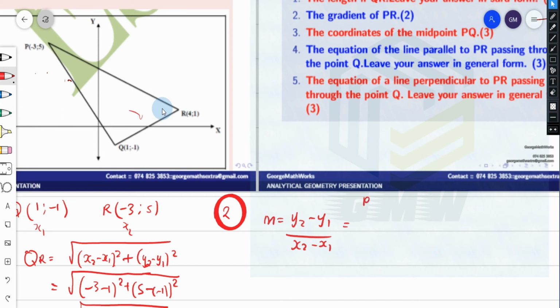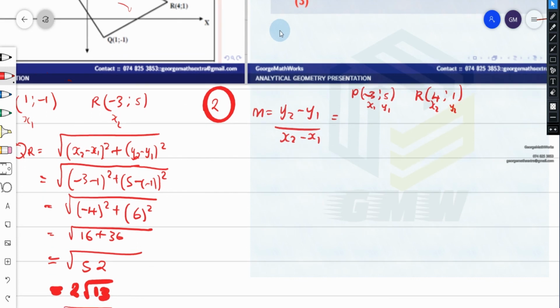So my P coordinates are minus 3 and 5, and my R coordinates are 4, 1. So I can say this is x1, y1, x2, y2. Now with this one done, I am going to perform the substitution here. It's formula first, then substitution follows.